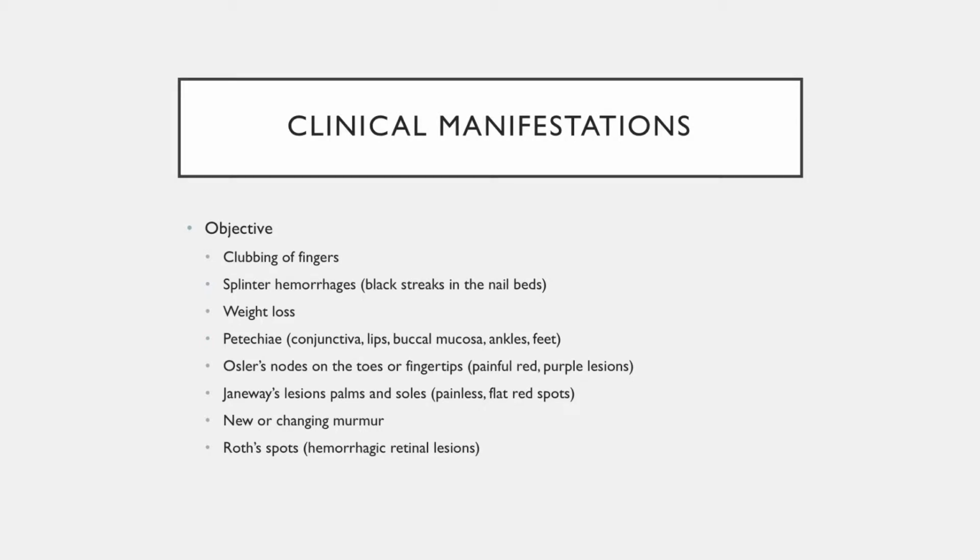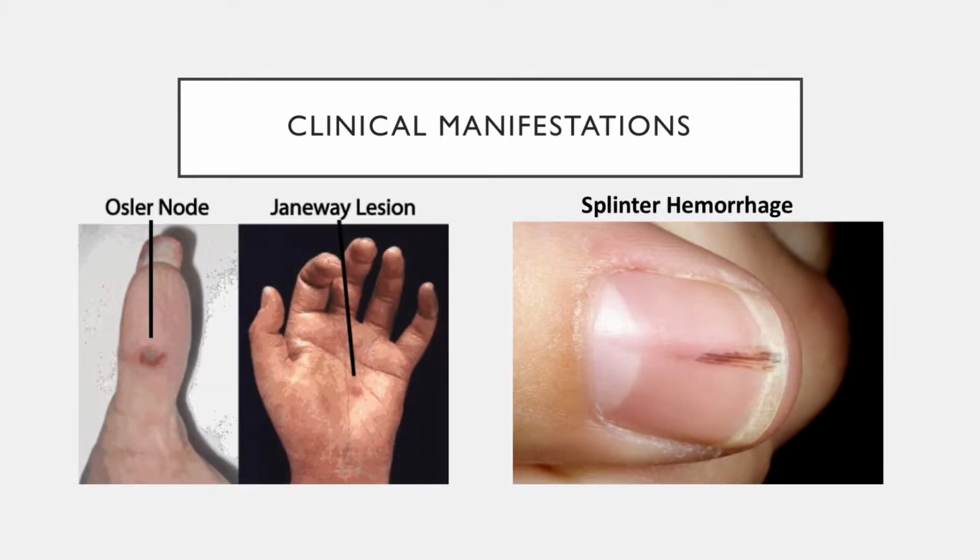Roth spots are hemorrhagic retinal lesions that can be found through examination. Onset of new or changing murmur happens with most patients with endocarditis. Aortic and mitral valves are often affected. On the left picture is an Osler node on the thumb. In the middle picture is a Janeway lesion, and on the right picture is a splinter hemorrhage.